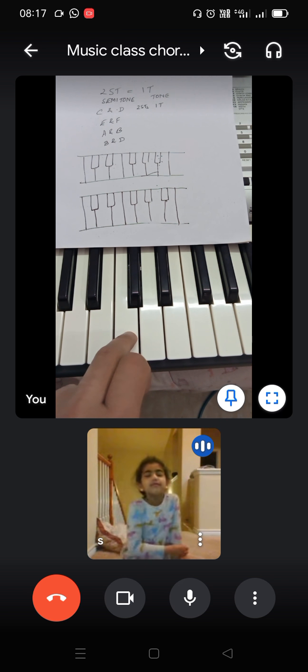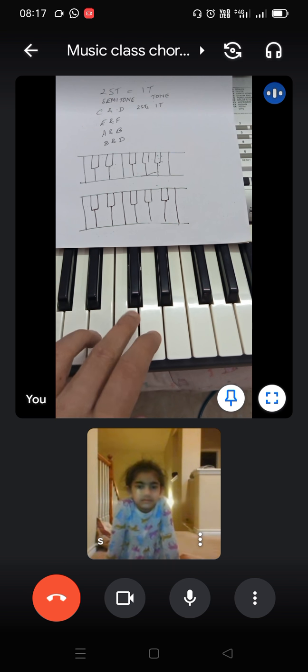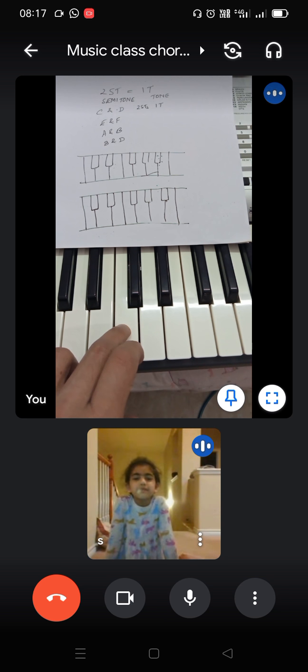The B note will be the note on the right. Right or left? B is to the left, because you're going down backwards. It will be one semitone. So this will be B, right?